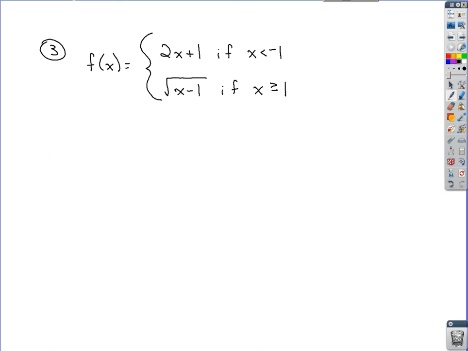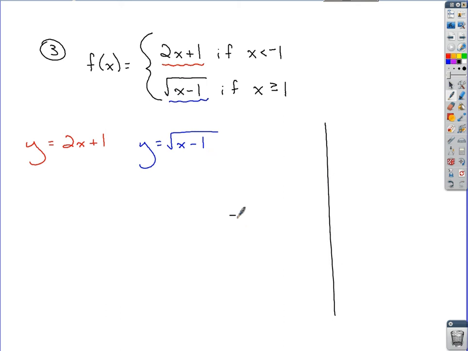So with a piecewise defined function, we've got 2 pieces to analyze here. If I start with this first piece, basically I'm looking to see what the graph of y equals 2x plus 1 looks like. And then if I look at this second piece, I'm looking to see what the graph of y equals the square root of x minus 1 looks like. Taking it one piece at a time and transferring it over here.